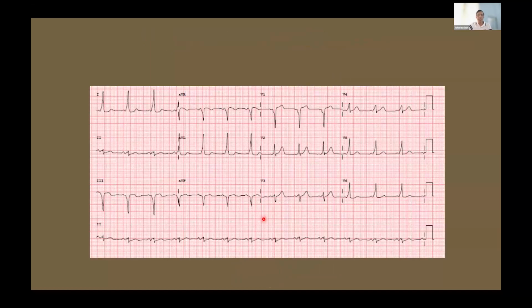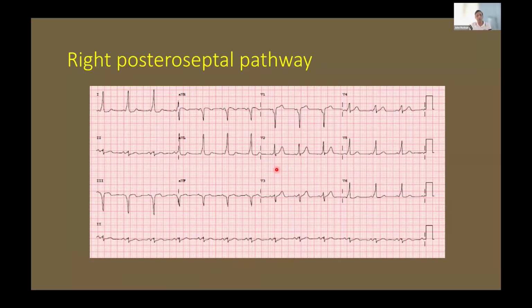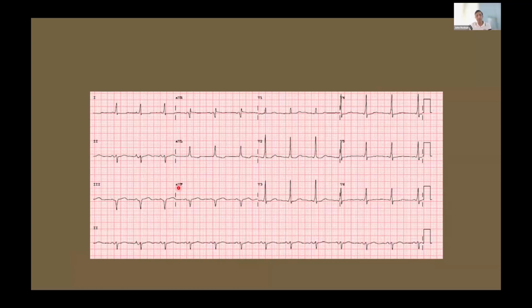So this is a right posteroseptal pathway where you have a negative in V1 and a positive in V2, a transition from V1 to V2. And this is a left posteroseptal pathway where again you have a positive deflection in V1 and a transition from V1 to V2 with negative in 3 and AVF.